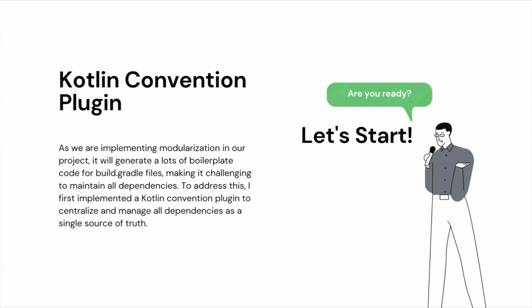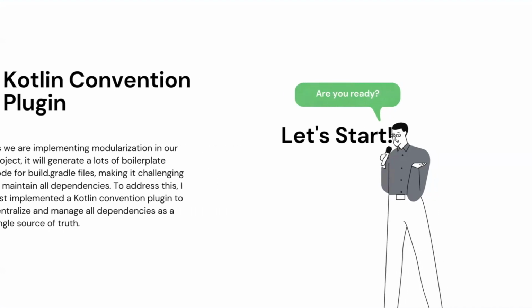So the first thing we should do is migrate our plugins to a convention plugin so that we can use that throughout our code as a single source of truth for dependencies. It will make our code easier and simpler for upgrading any dependency.